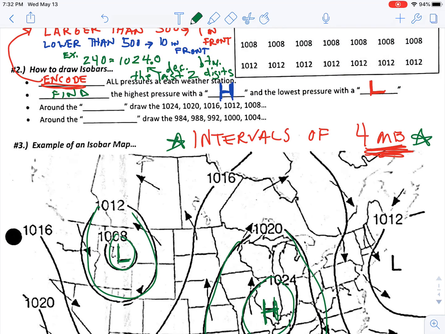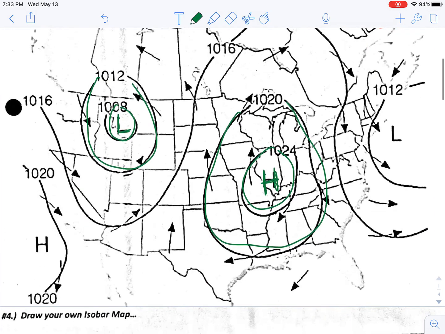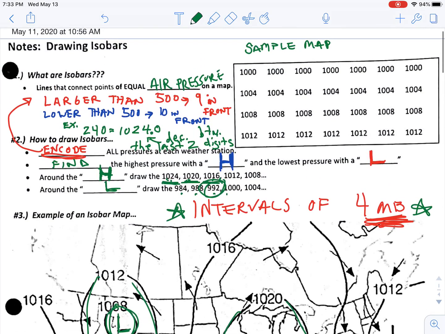So once I find my high, I'm probably going to be looking for numbers that are higher air pressures. 1024, 1020, 1016. We're going to draw an H, and we're going to draw those intervals of 4 around that H because those are higher air pressures. If I'm starting with the low, we're probably going to be starting with lower air pressures, probably somewhere around here, 992, 996, something along those lines. Clearly in this map, the lowest air pressure is 1008. But just look for the lowest numbers on the map. That's where you're going to put your L. Find the highest numbers on the map. That's where you're going to put your H.